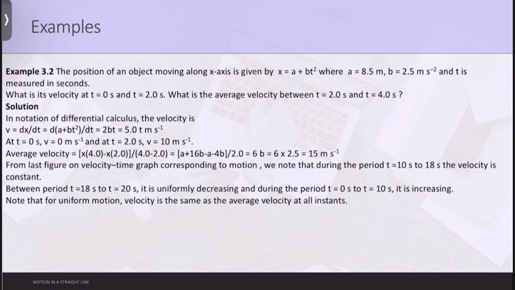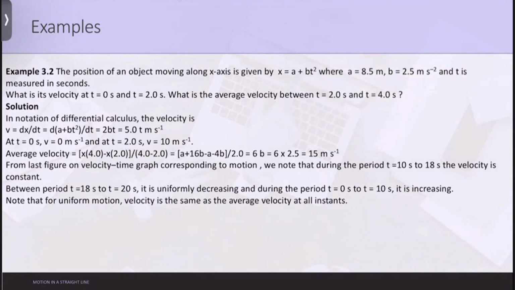First of all, read the example and the question, and then we can move on to understanding the differential calculus here. The position of an object moving along the x-axis is given by x is equal to a plus bt square. So what you can understand is that as the value of t increases, the value of x increases. As the value of t increases more, the value of x increases more. You can see a and b are constant values. The value of a is given to you as 8.5, and the value of b is given as 2.5.